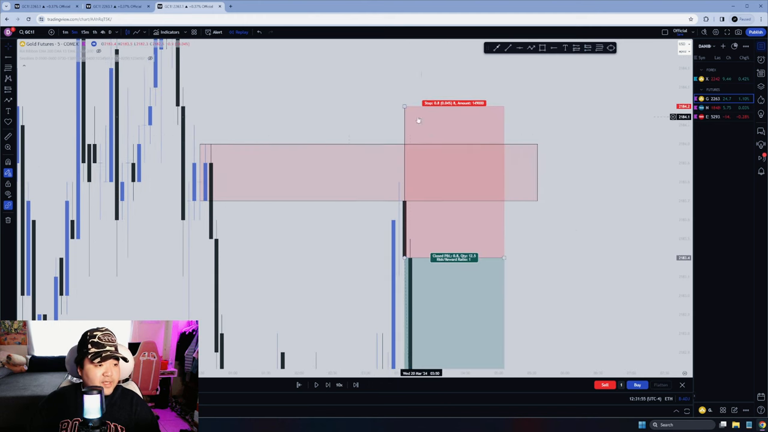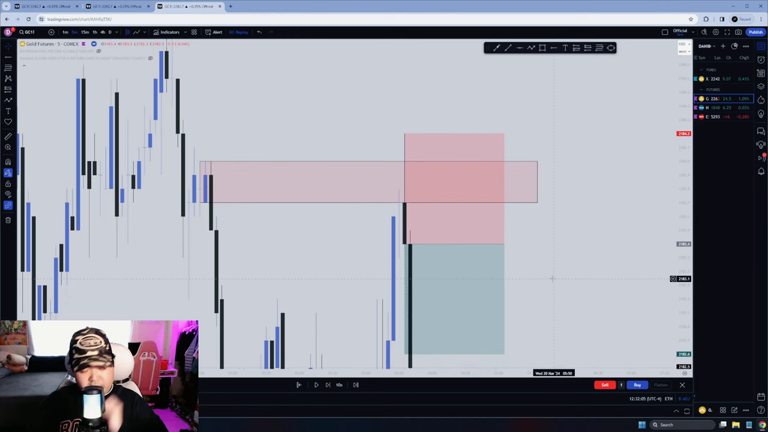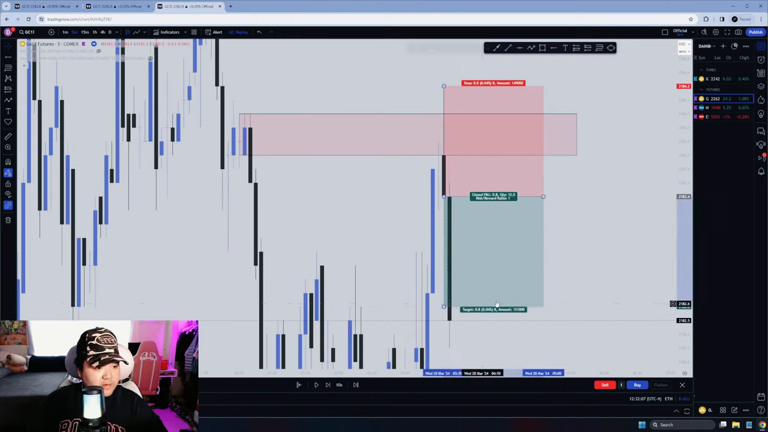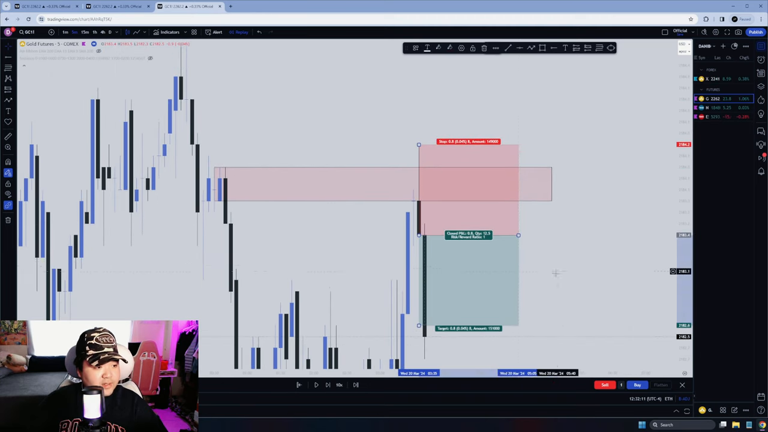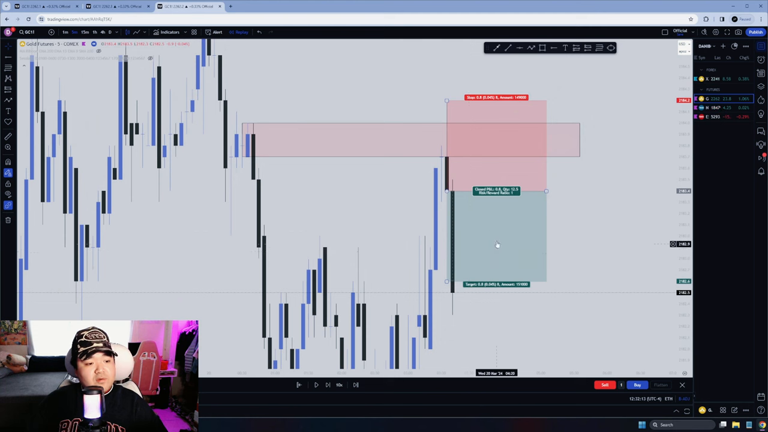So let's play this out. Boom. That will be our entry right here, with stops above the wick. That's the highest area, and if the candle goes all the way up here, you forget about the trade. It's already over with. And then you go for your 1-to-1. Literally in 5 minutes, if you entered right here, you caught 12 ticks on this trade.